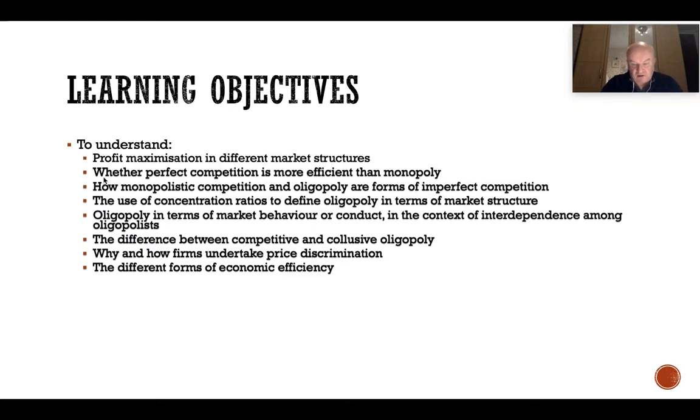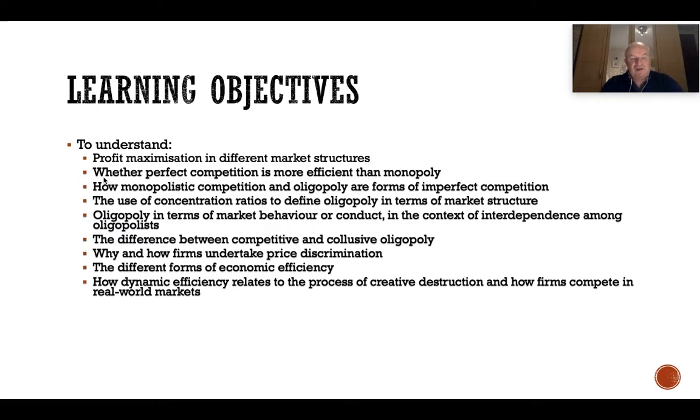We'll also look at different forms of economic efficiency and the way in which different forms of market structure either help to achieve those forms of economic efficiency or whether they actually don't allow those economic efficiencies to happen. We'll look at dynamic efficiency and how that relates to the process of creative destruction and how firms compete in real world markets. Now, we talked briefly about creative destruction right at the end of Unit 4, CC4, if you remember. So it's the process of new technologies coming in, new innovations happening, and how that's changing old market systems and creating new ones effectively.